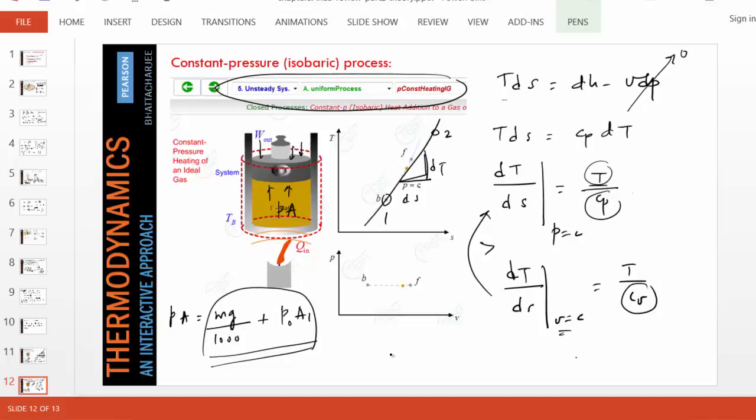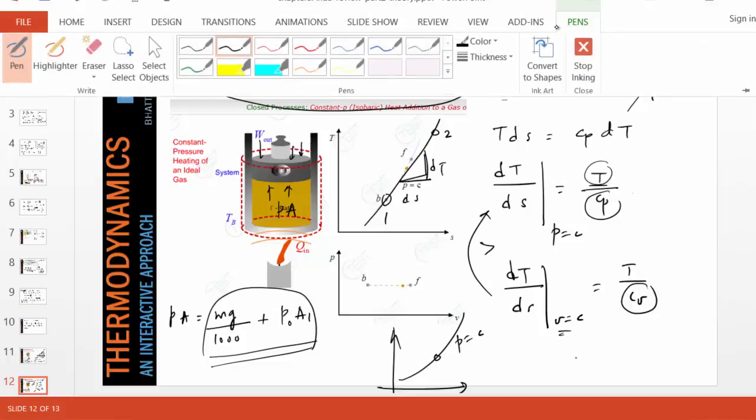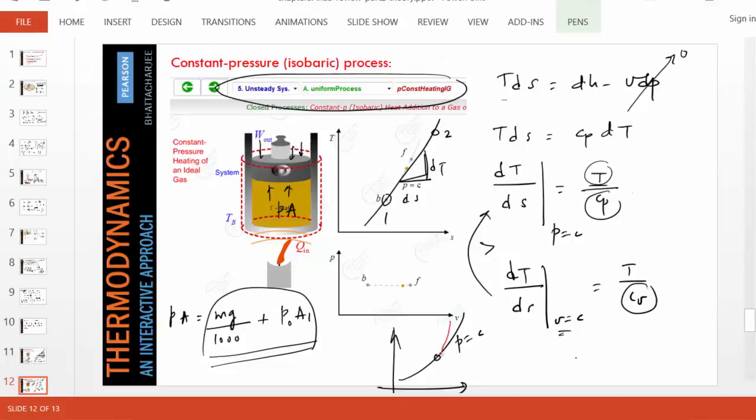Just to remember, to summarize, the constant pressure and constant volume lines both trend upwards. But if this is the constant pressure line, then the constant volume line will be steeper, as indicated by the slope here, because Cv is smaller than Cp.